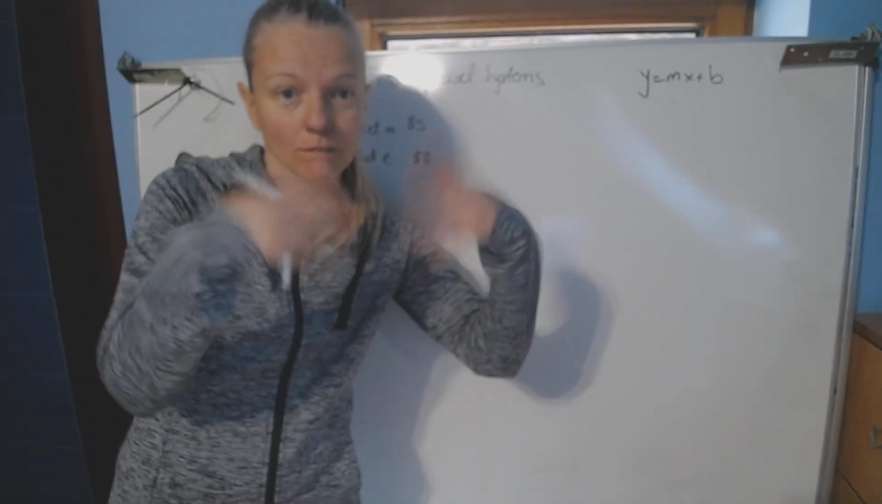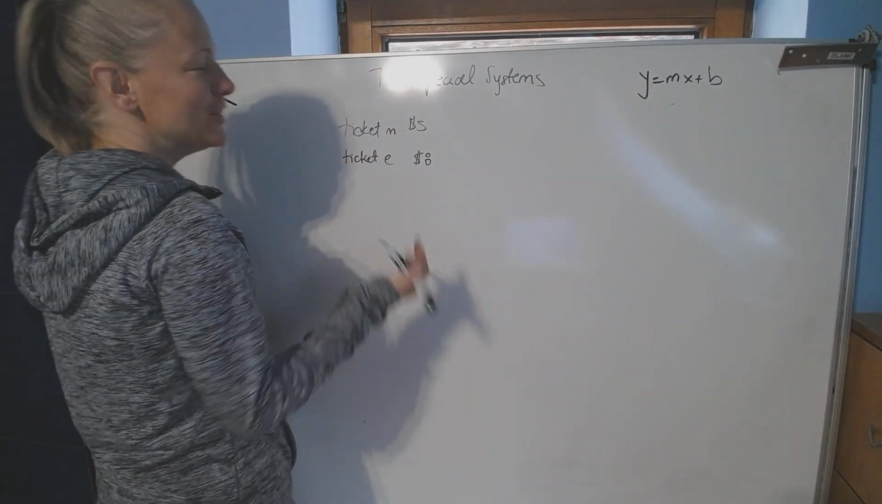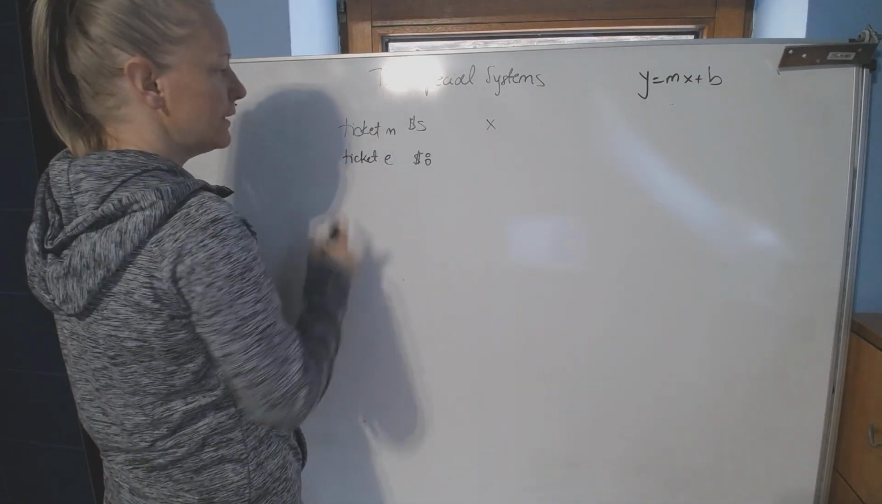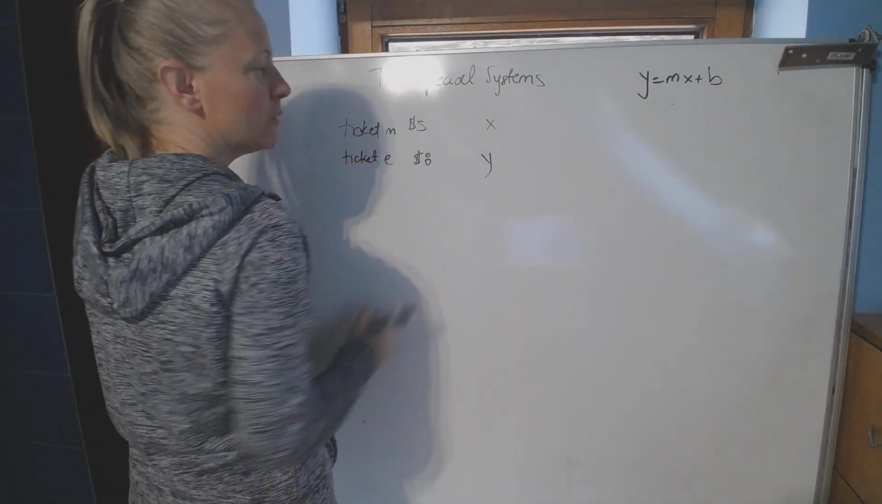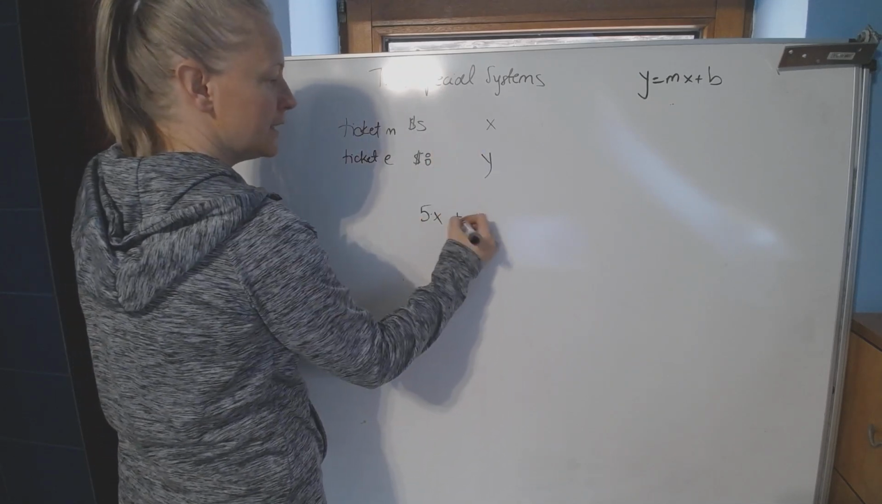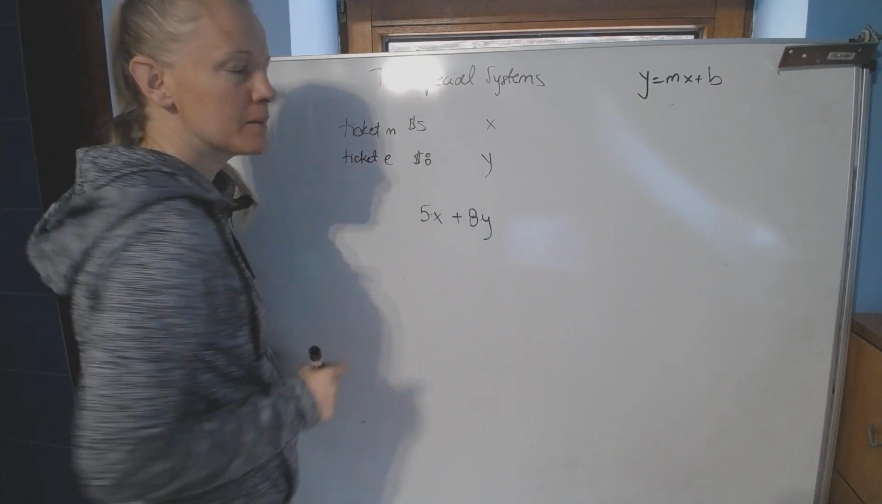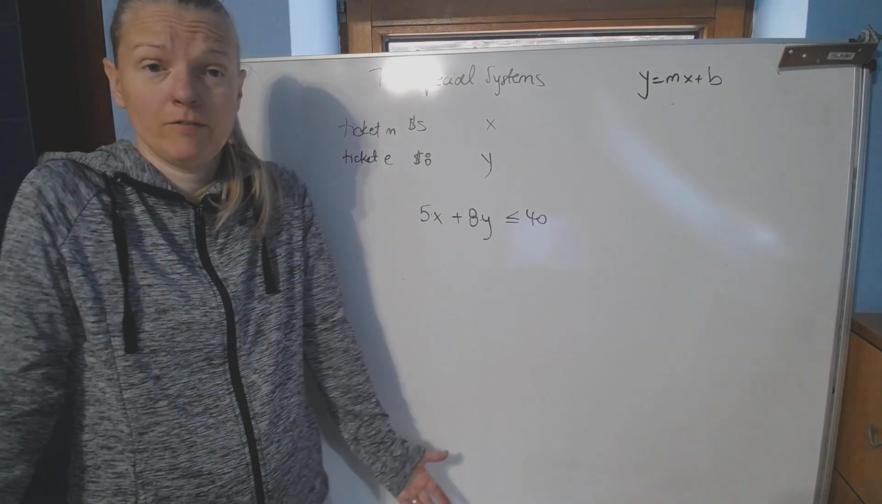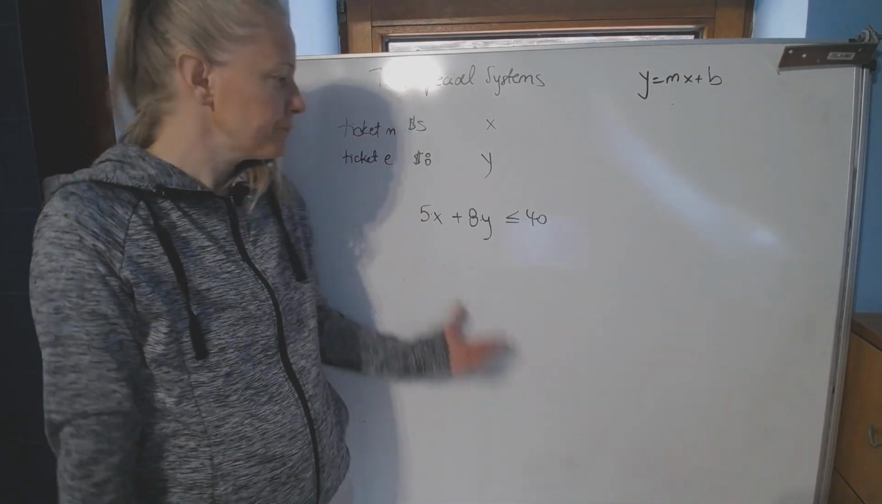But here's what you know. You have $40, you want to buy some tickets. You just want to buy tickets. So I don't know how many tickets I'm going to buy in the matinee. I'm going to call it X. And I don't know how many tickets I'm going to buy in the evening. I'm going to call it Y. But here's what I know. That 5 times X, the money that I spend for matinee, plus 8 times Y, the money I'm going to spend for the evening, cannot go over 40. Why? Because that's all I have. I have $40. That's how much money I have. So this is my inequality.